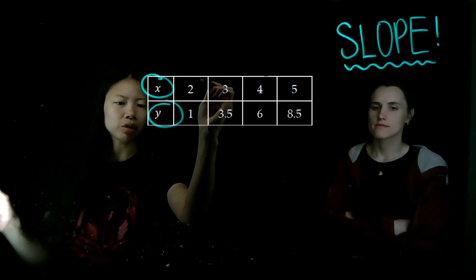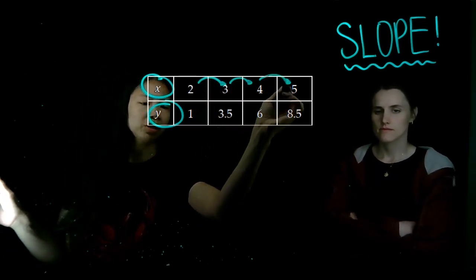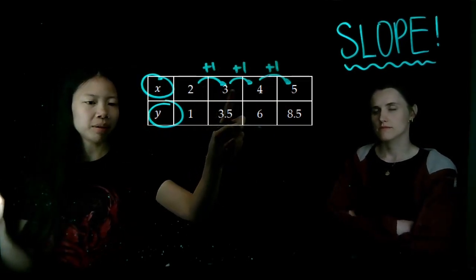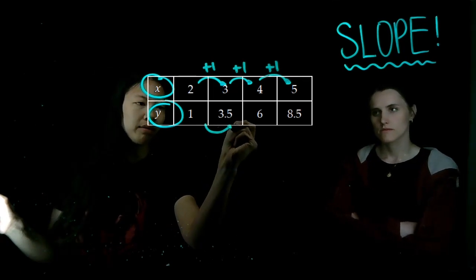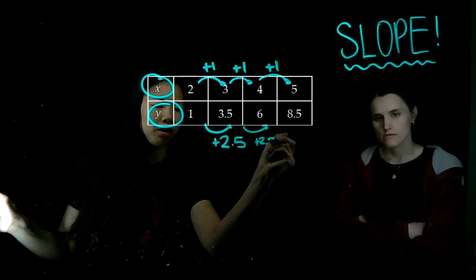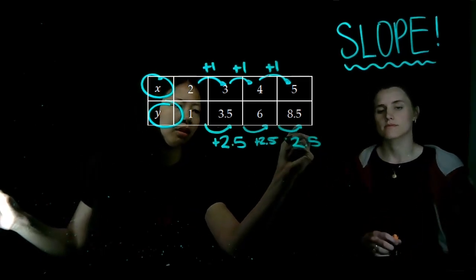Our x values are growing by 1, right? 2 plus 1 is 3, 3 plus 1 is 4, 4 plus 1 is 5. So this is all growing by 1. As x is growing by 1, what's happening with our y value? Well, from 1 to 3.5, that is a jump of 2.5. And from 3.5 to 6, that's also a jump of 2.5. And from 6 to 8.5, that is a jump of 2.5.